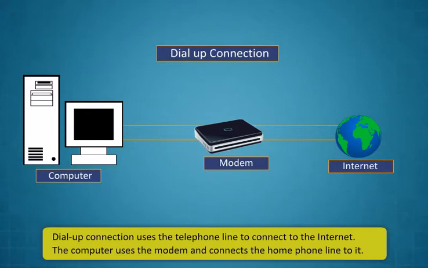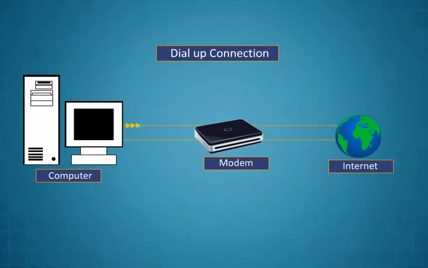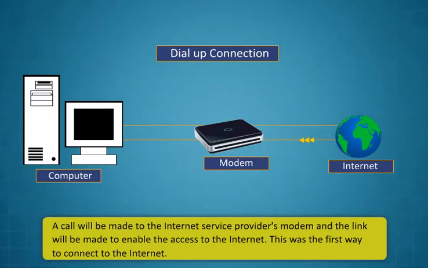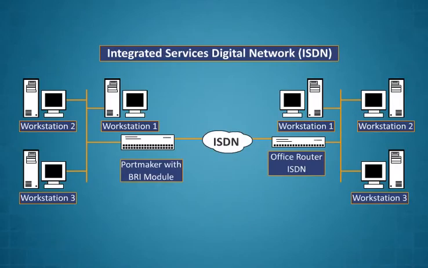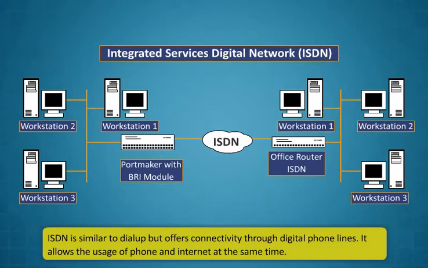Dial-up connection. Dial-up connection uses the telephone line to connect to the internet. The computer uses the modem and connects the home phone line to it. A call will be made to the internet service provider's modem and the link will be made to enable access to the internet. This was the first way to connect to the internet.